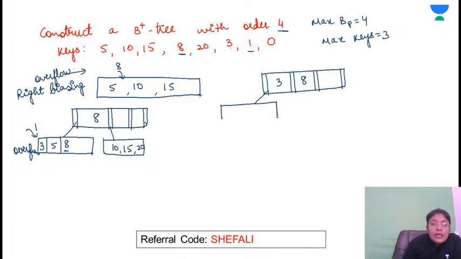And where are we maintaining the copy? We are maintaining the copy in the left child. So 1 and its copy will be maintained here, then 3. On the right of 3, we have 5 and 8. On the right of 8, we have 10, 15 and 20.